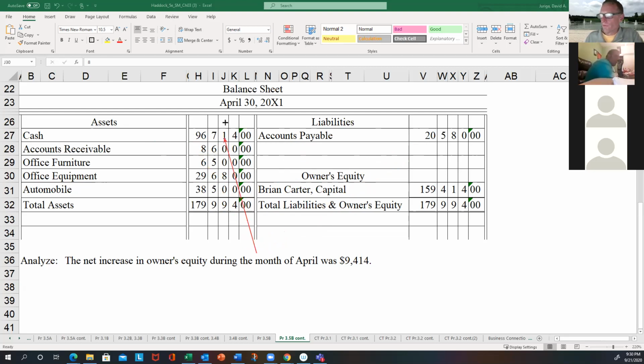Okay. So your financial statements make these numbers stand out. It puts them in a format that the investors and the creditors and management can then use to make decisions. Okay.